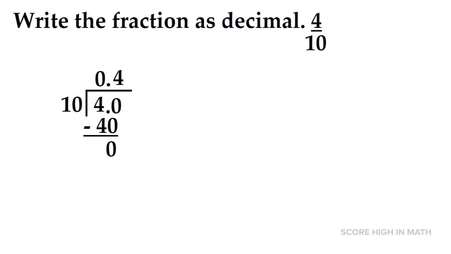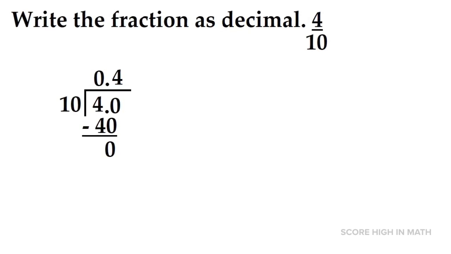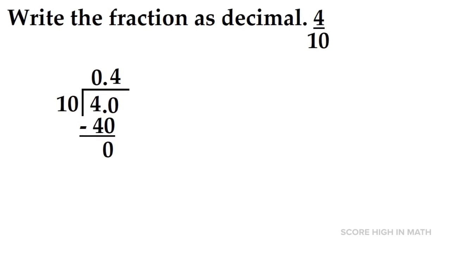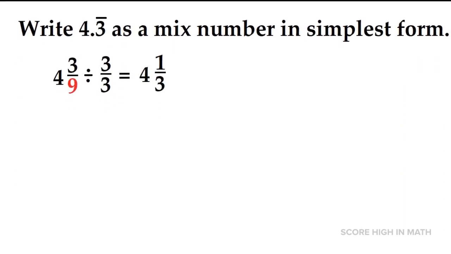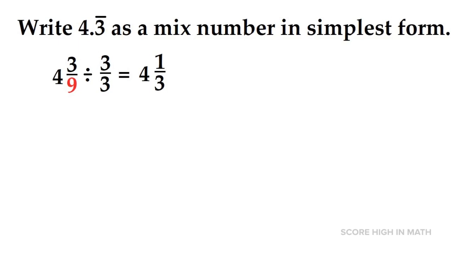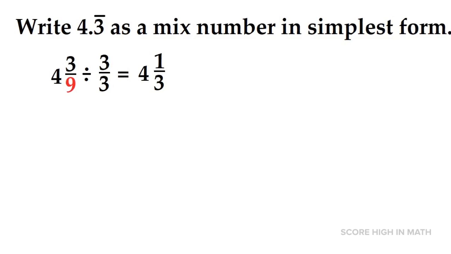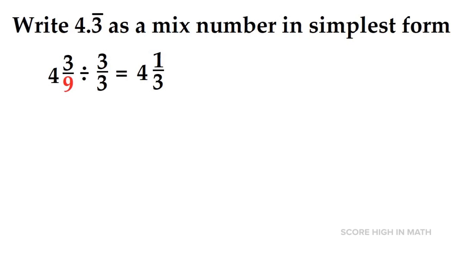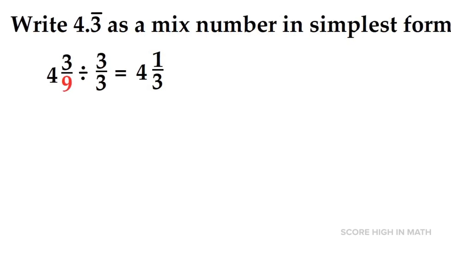To wrap it up, to convert a fraction to a decimal, we can use the calculator right away or the long division method. If we are given a mixed number and there is a bar on the tenths place, divide that number by 9. Okay, remember that. Divide it by 9. Then, if there are common factors on the numerator and denominator, divide by the common factor so that it will give you the simplest form.